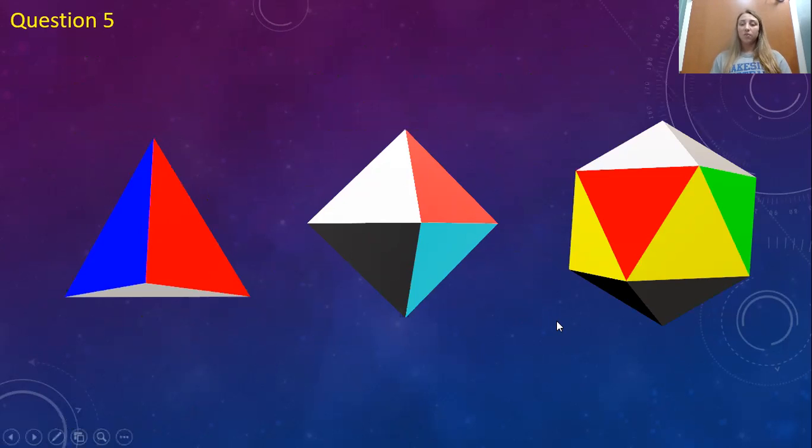The icosahedron is a 20-face figure, as you can see, made of equilateral triangles, that is convex and has 30 edges with 12 vertices. And those are the differences between a tetrahedron, an octahedron, and an icosahedron.